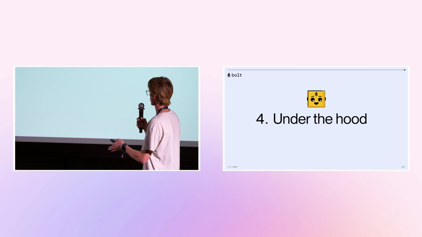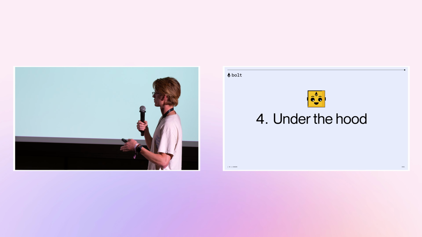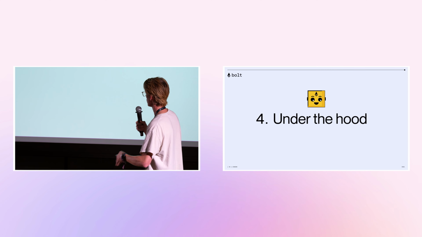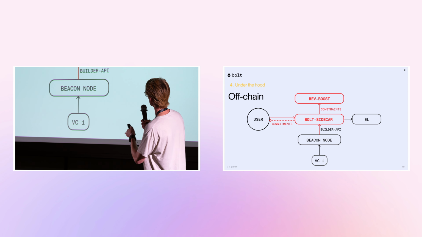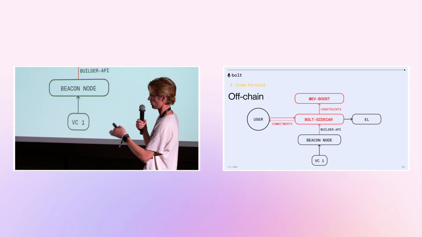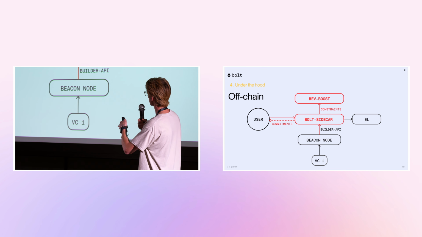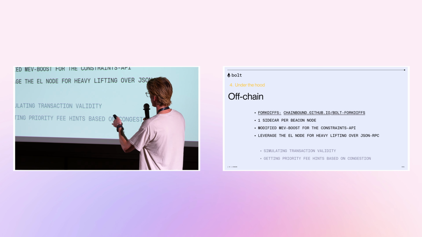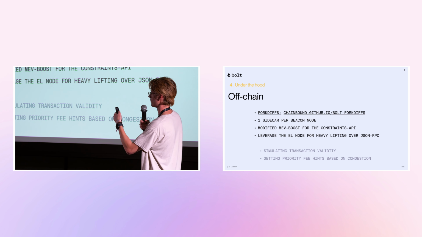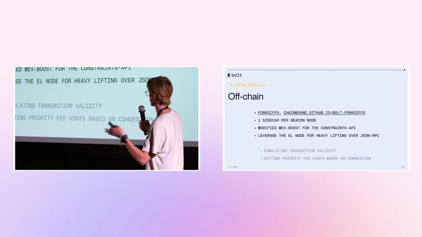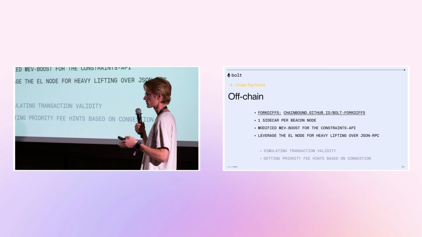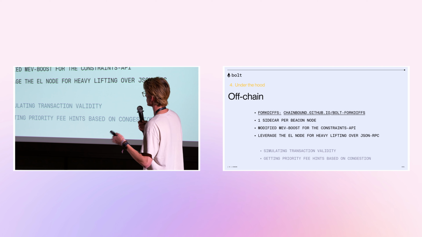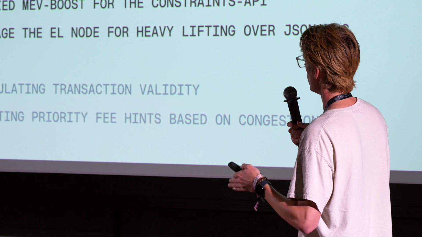Great, okay. Let's talk about some of the more technical stuff, like how Bolt works on the off-chain part and on the on-chain part. So off-chain, this diagram has shown it before. What I want to add here is that we add in an execution layer that all validators are already running, and the Bolt sidecar will leverage that for all of the heavy lifting. Examples are simulating transaction validity and potentially in the future getting priority fee hints based on congestion. These are all JSON RPC methods that your execution client exposes. Thus, the sidecar itself doesn't really need to do a whole lot of additional work.